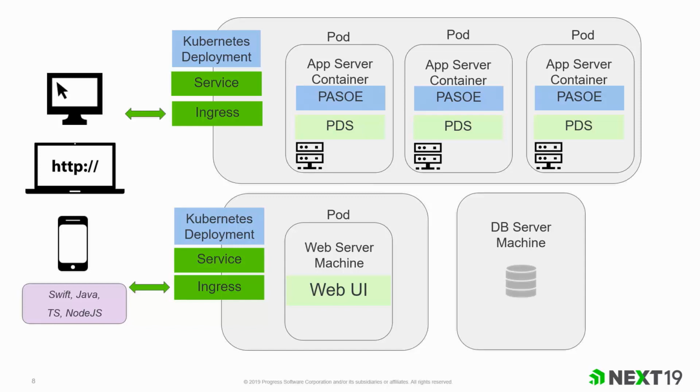One key piece of information here: in this model, we are building an image with the PASOE and the application together. There's another concept called the sidecar container pattern, where you can run just the PASOE instance, let's say, and then you have your actual application in a separate container. Okay? Different models.